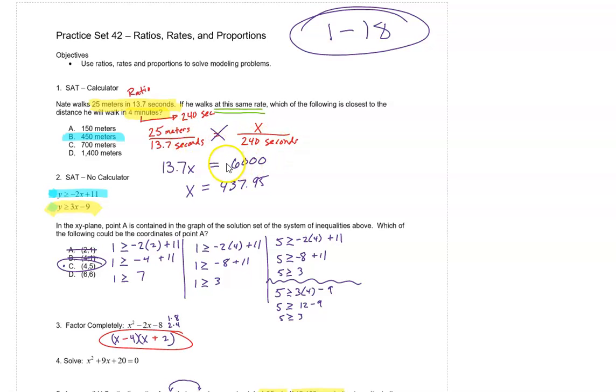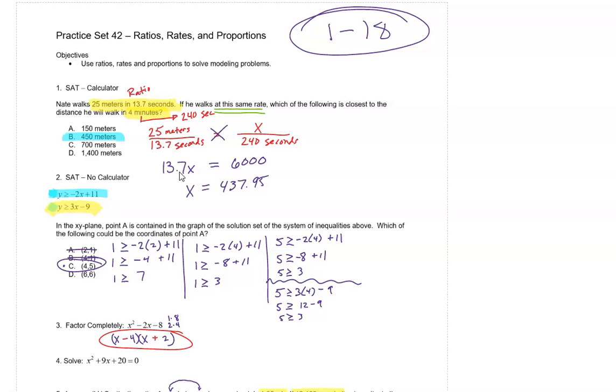Now this is set up for cross multiplying. So we cross multiply, we get 13.7x equals 6,000. When we divide, we get 437.95. And since I'm picking which one is closest, I would pick answer choice B, so that's 450.